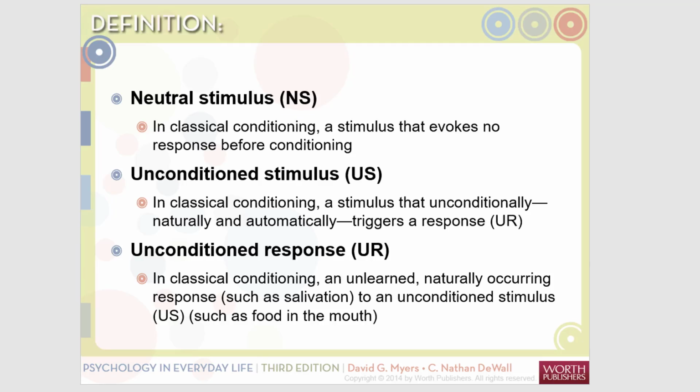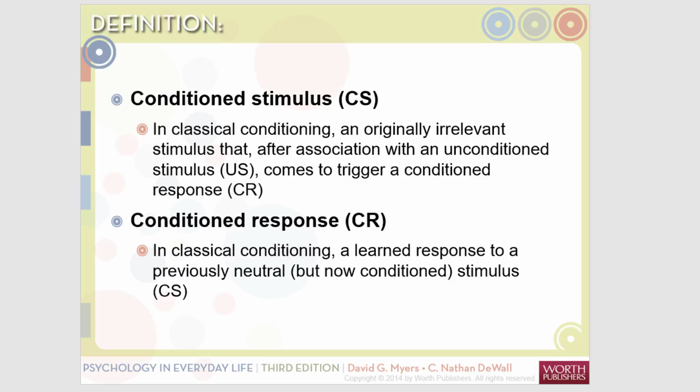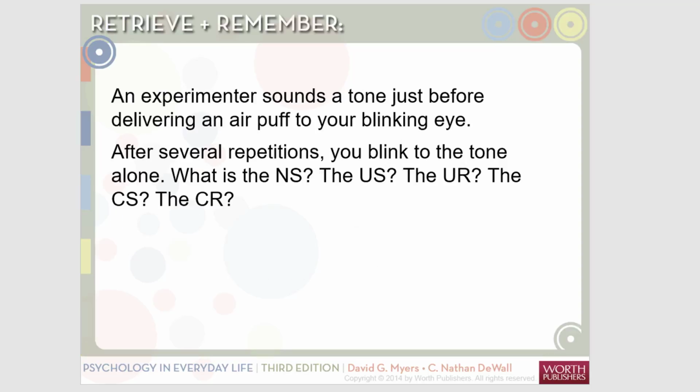A neutral stimulus evokes no response, such as Pavlov's bell. Unconditioned stimulus is when you see food. Unconditioned response is when you salivate to the food. The conditioned stimulus is a stimulus that is originally neutral but does elicit a response. The conditioned response is the learned reflexive response to a previously neutral stimulus. Look at the slide.